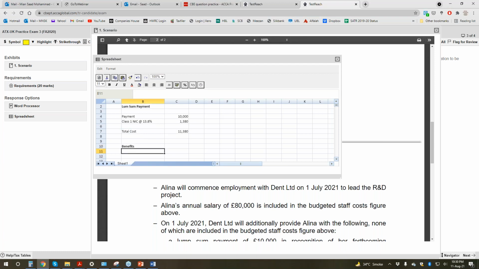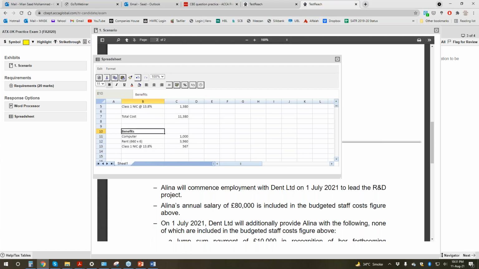The benefits we know, the first is computer that the company is going to buy for 1000. Then it's the rent, which is 660 per month times 6. I will apply the formula here, 3960. And then the last was the NIC on both, Class 1 NIC on both at the rate of 13.8%. Now, as I have calculated already with you guys, I will just post the answer here straight away.